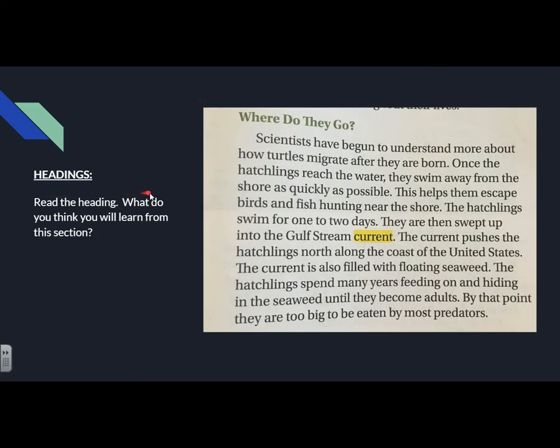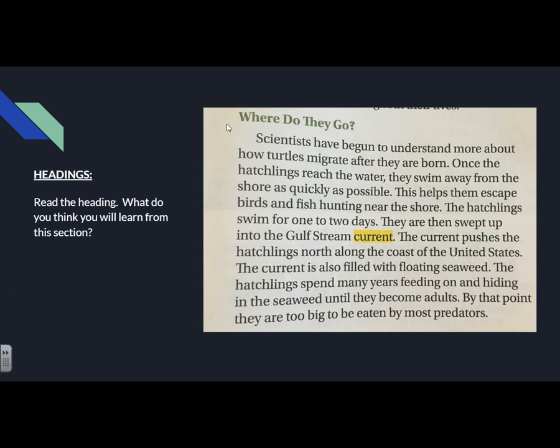This heading says, read the heading. What do you think we will learn from this section? So just looking at the heading, before I even read, it says, where do they go? I think that it's going to be telling me about where turtles, maybe where hatchlings go after they're born and then they reach the water.